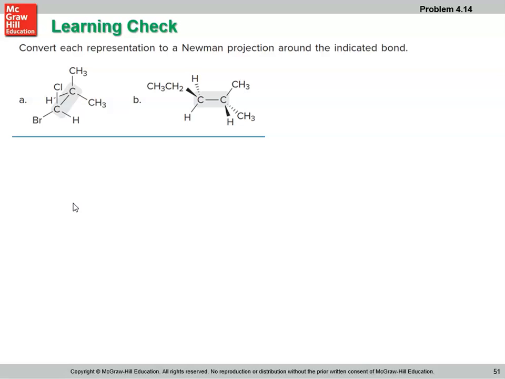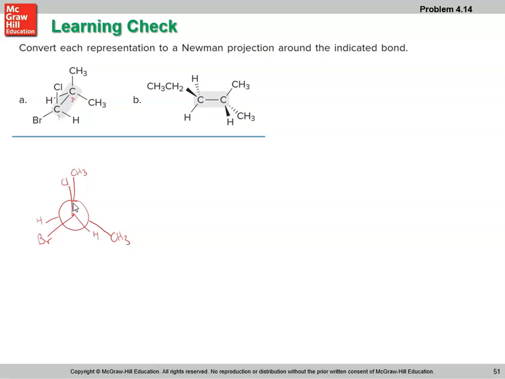For A, the starting point, I'm going to draw the large circle and the little circle in front of it. So the little circle is this front carbon, the large circle is the back carbon. That back carbon I can see has a methyl group coming off the top of it, so I can write a CH3, and the front carbon has a chlorine coming off of it, so I'm going to write a Cl here. I can also see down here on the right there's a CH3, and the middle carbon has a hydrogen. We also have a bromine off of the front carbon and a hydrogen off of the back carbon. So this is how you would represent that with a Newman projection.